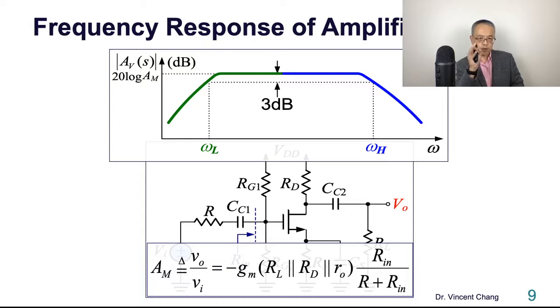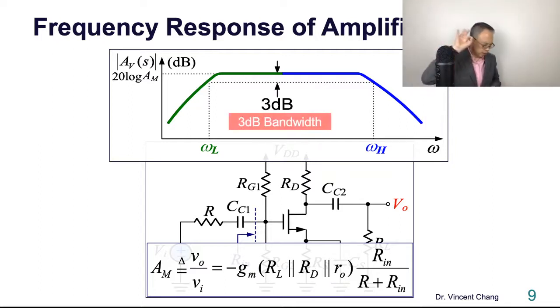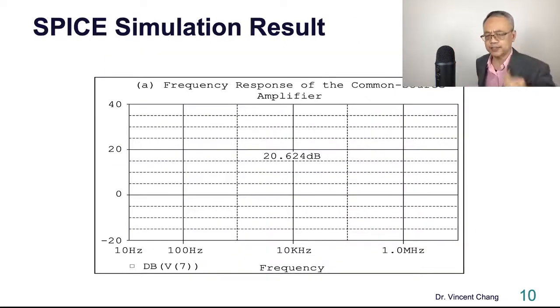So 3 decibel is measured relative to the mid band. This gives you the definition of the 3 decibel bandwidth of the amplifier. Let me show you one example.